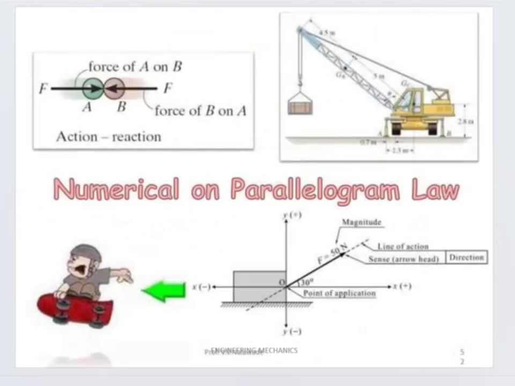Now you can see in the diagram numericals on parallelogram. Before that, I want to give the statement of the parallelogram law. The statement is: if two coplanar concurrent forces are acting simultaneously at a point and are represented in magnitude and direction by the two adjacent sides of a parallelogram, then their resultant may be represented in magnitude and direction by the diagonal of the parallelogram which passes through their point of intersection.